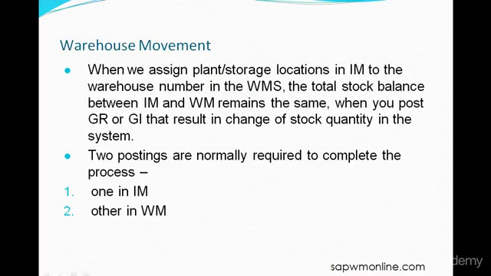When we assign plant storage location in IM to warehouse number in the warehouse management system, the total stock balance between IM and WM remains the same. When you post GR or GI, that results in a change of stock quantity in the system. So when you have a warehouse management system coupled to an inventory management system, two postings are normally required to complete one process. The first posting is in IM and the other one is in WM.